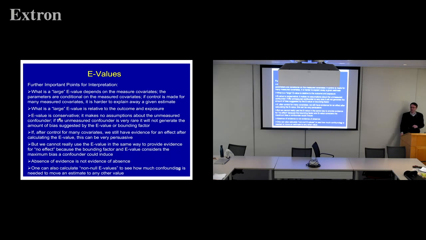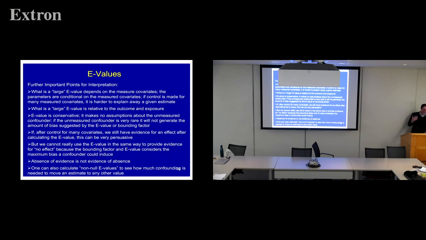As we've pointed out already, the e-value is conservative. It makes no assumptions about the structure of unmeasured confounding. So having sensitivity parameters equal to the e-value doesn't mean that the unmeasured confounder will explain it away. It simply means that it could. We can construct scenarios where it can.